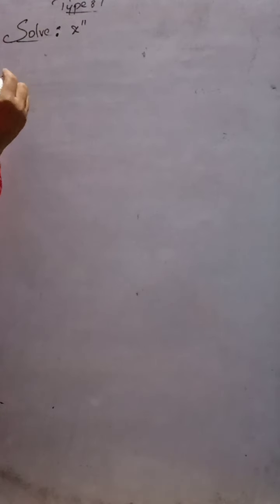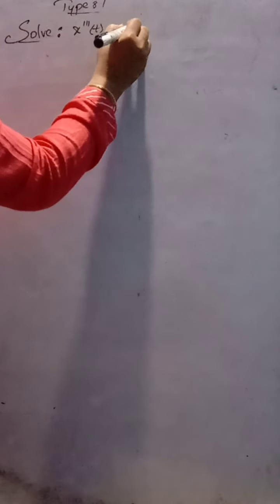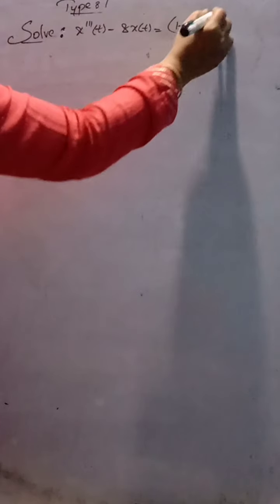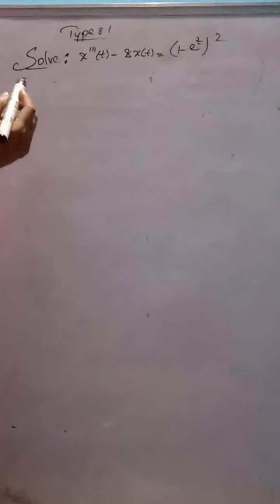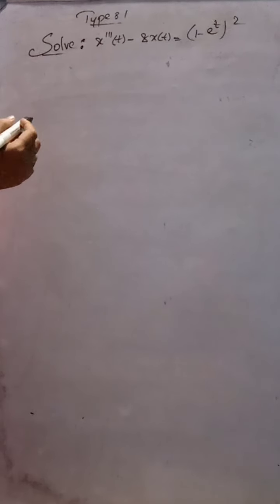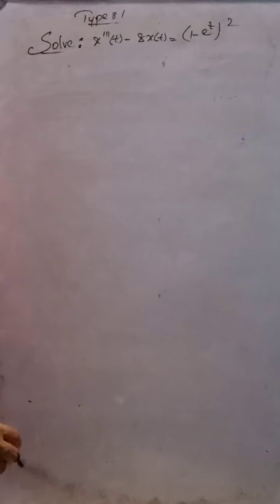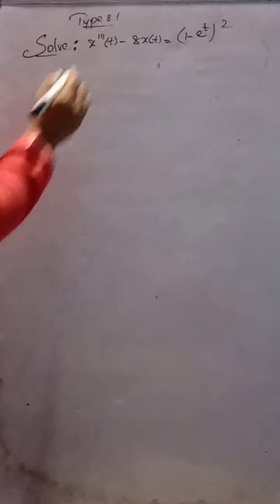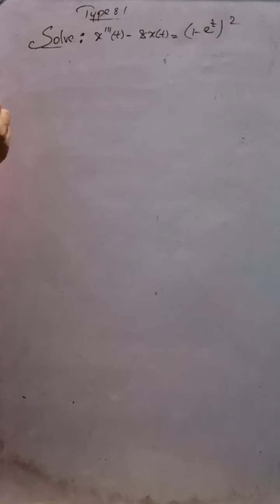So x triple dash of t minus 8x of t is equal to (1 minus e power t) the whole square. Alright guys, so this is the question. So here instead of y and x being the dependent and independent variables, we have x and t as the dependent and independent variables. So what is the independent variable here?